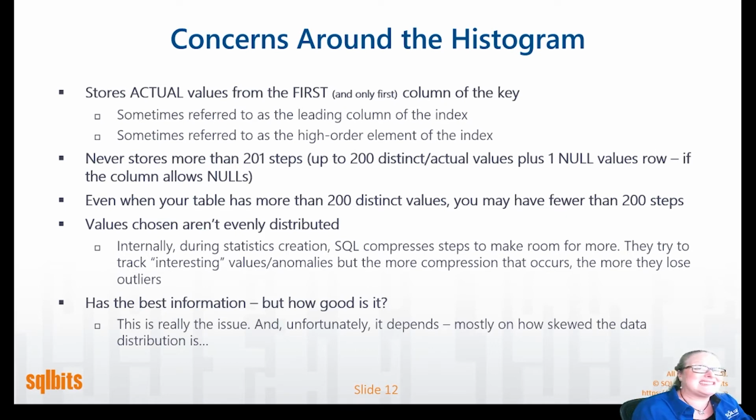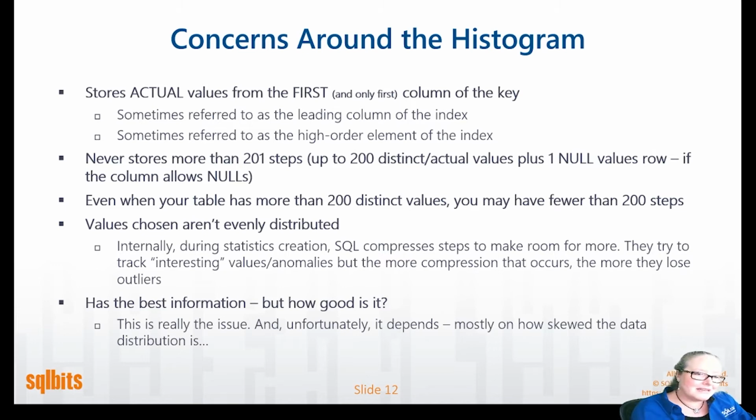Essentially, you can get more statistics by using filtered statistics. But let's talk first about what the problem is. A histogram stores actual values from the first column, or the high order element, of your index. So if your index is last name, first name, middle initial, then we will store up to 200 distinct last names in a histogram.